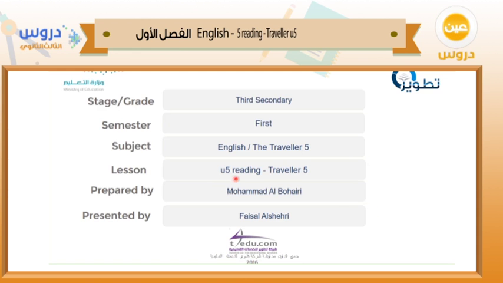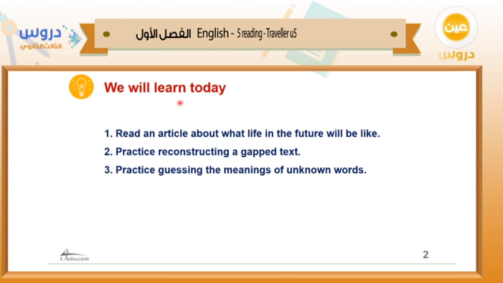Today we have reading. It's from Unit 5 and the name of the course is Traveler 5. This is the first semester and we are targeting third secondary stage. Alright, what we will learn today. Number 1, read an article about what life in the future will be like. 2, practice reconstructing a gapped text. And 3, practice guessing the meaning of unknown words.